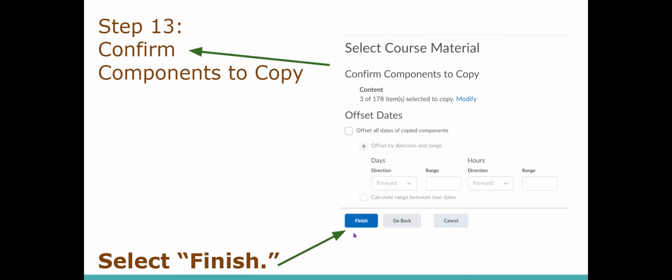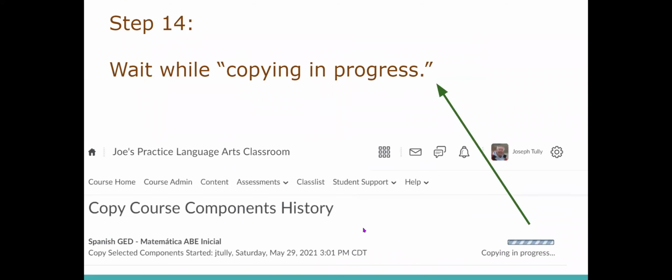And after you've selected your continue, now you want to confirm that these are the components you want. Notice how I have 3 of 178 items to copy because I only wanted the La Historia and the Bienvenidos unit. So now I'm going to scroll down to the bottom left and select finish. And then I am going to see that my copying is in progress. So I'm going to have to wait a little bit to finish that.